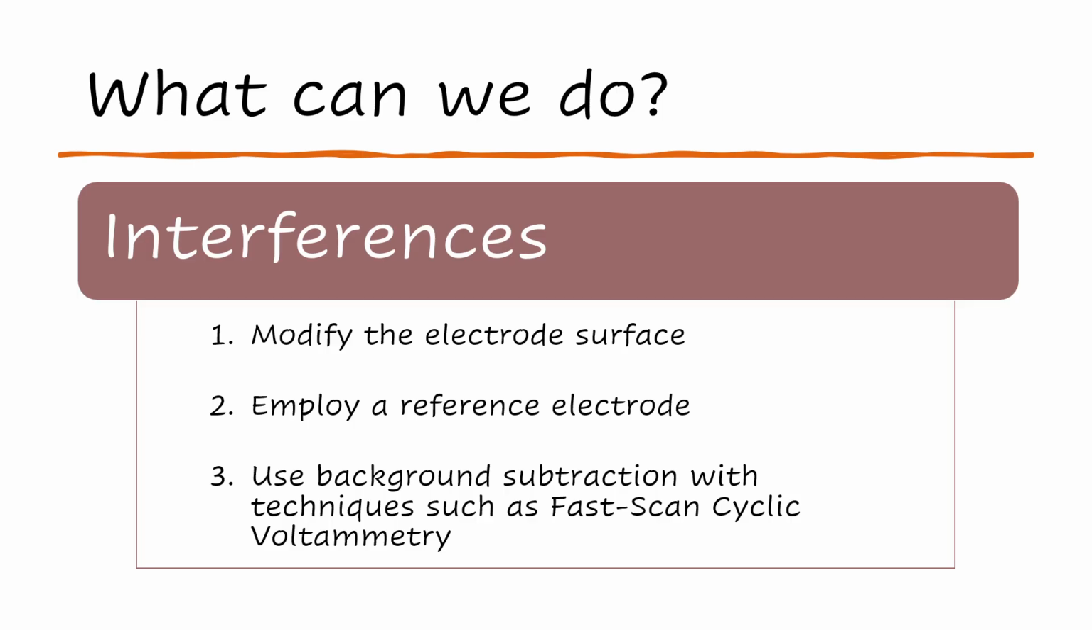Lastly, we can use background subtraction techniques such as fast-scan cyclic voltammetry. This method helps to get rid of any potential interference that remain relatively constant in concentration, providing clearer and more reliable data.